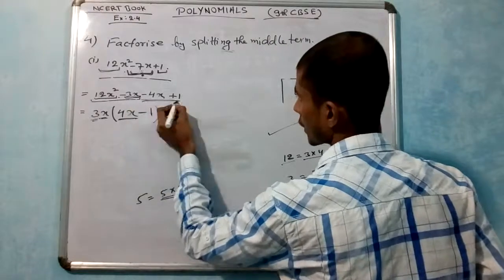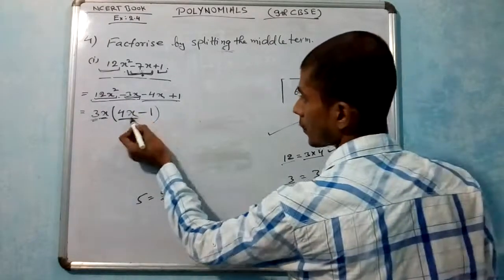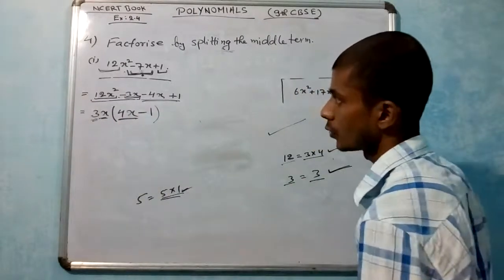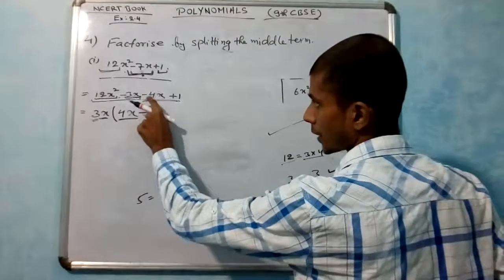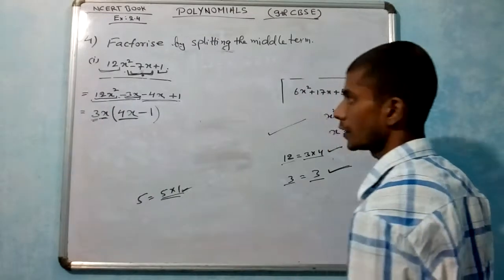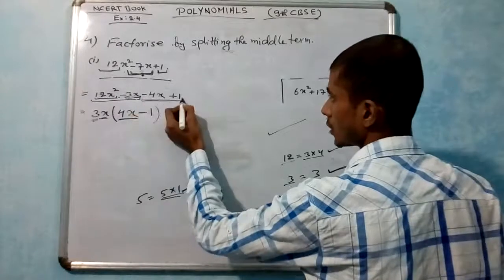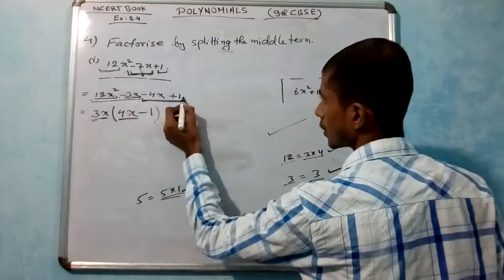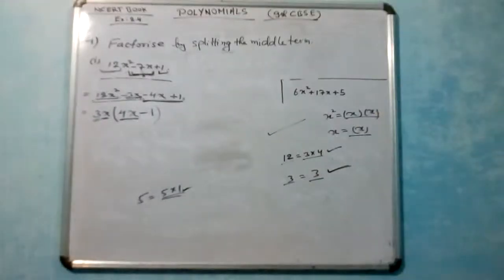Next, from this we have to take. So see here under the bracket, what is there? Plus 4x minus 1. And here what we have? Minus 4x plus 1. Okay. So from these next two terms, we have to take the common things out. What is common in both? Minus 4x and 1. What is common? Tell me.